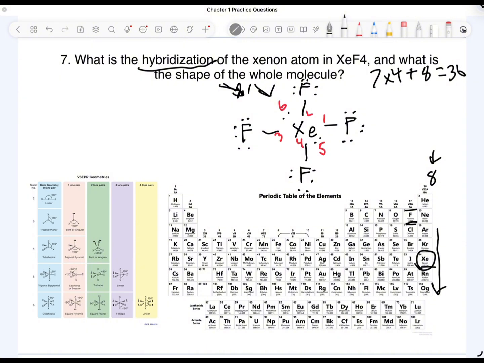So for the hybridization of a 6 group molecule, I like to find it by going in increasing order. And what I mean by that is a 2 group molecule would be sp. A 3 group molecule would be sp2. A 4 group molecule would be sp3, and a 5 group molecule would be sp3d, and a 6 group molecule, which is XeF4, is going to be sp3d2. And so yeah, that is the final hybridization.